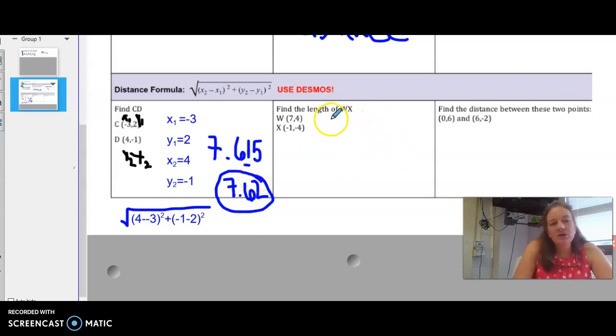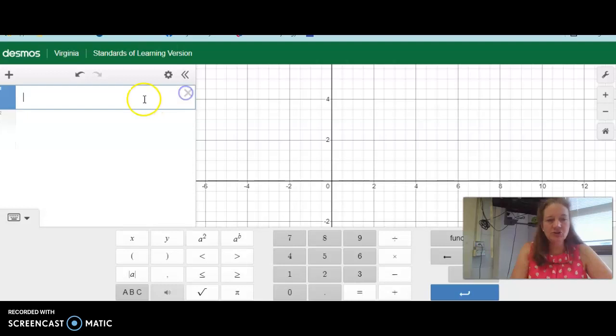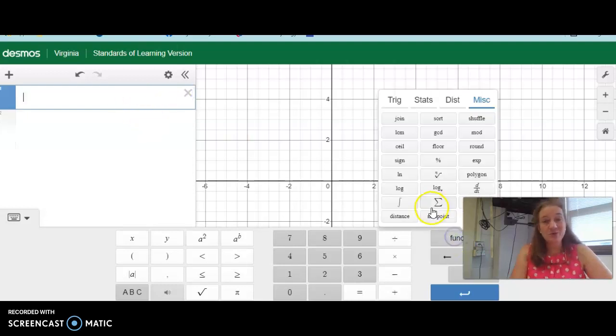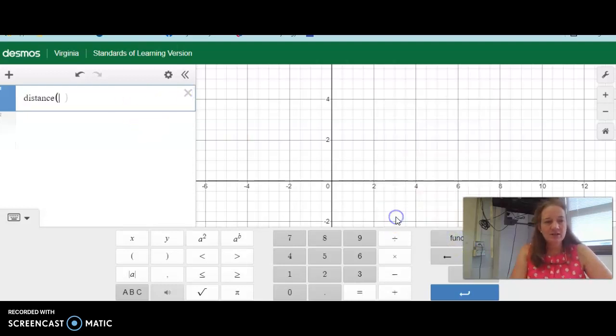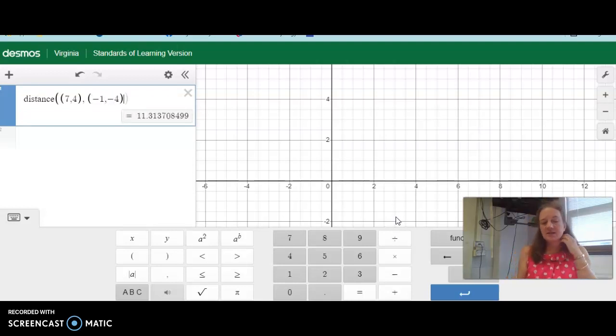So now I'm going to do this again just using Desmos, so it's not quite as confusing. So we're going to do the 7.4 and the -1, -4. I'm going to go back to Desmos, close all this out. And you can choose the method you want. I think the Desmos way is better. I go to Functions, I click on Distance, I enter my points. This time I've got 7.4, and this time I've got -1, -4. And that's my answer, 11.313.